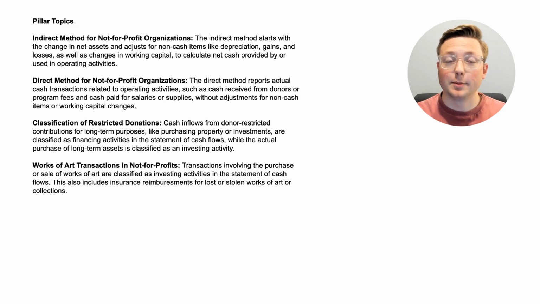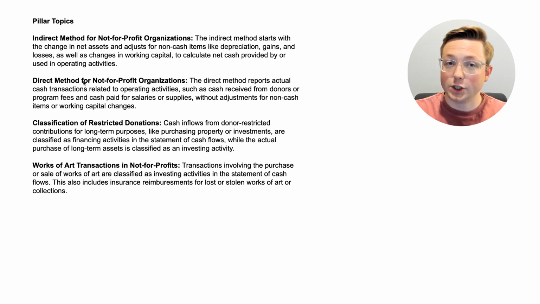All right, here we are at the pillar topics, and again, it's kind of a summary of the key points, the most important things that you learned from the questions. So first off, the indirect method for not-for-profit organizations. The indirect method starts with the change in net assets, which is basically the net income, and adjusts for non-cash items like depreciation, gains, and losses, as well as changes in working capital to calculate net cash provided by or used in operating activities. Again, very similar to a for-profit organization in that regard.